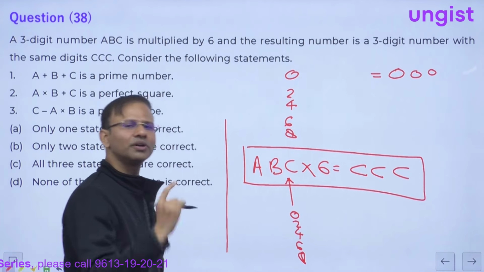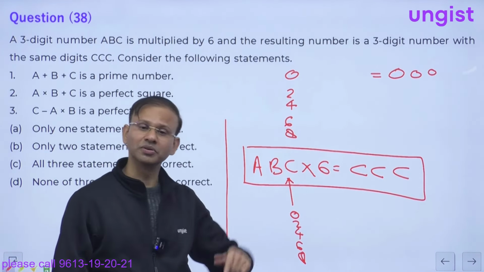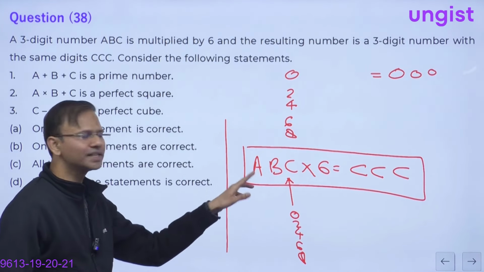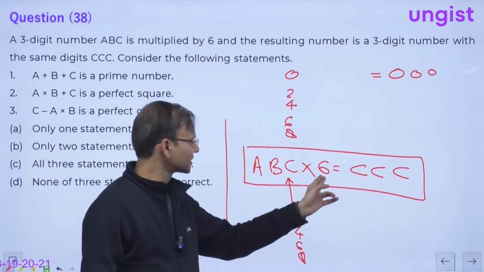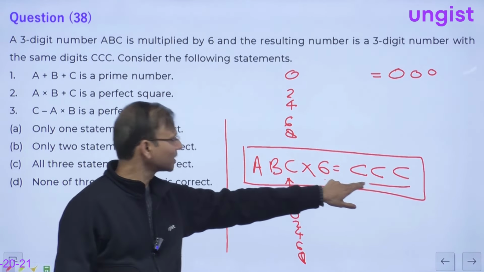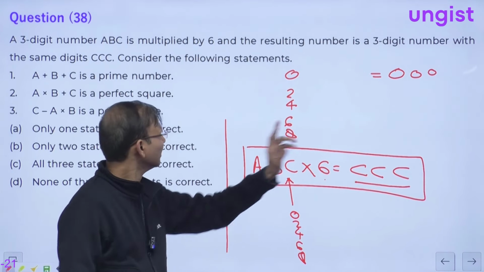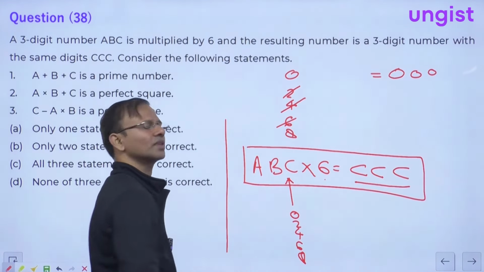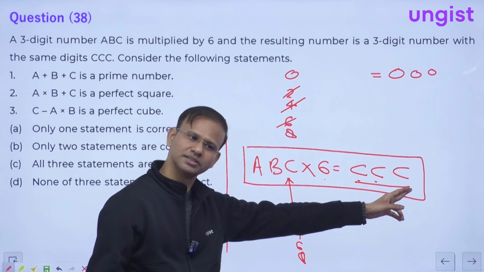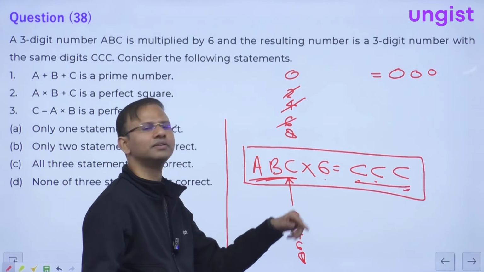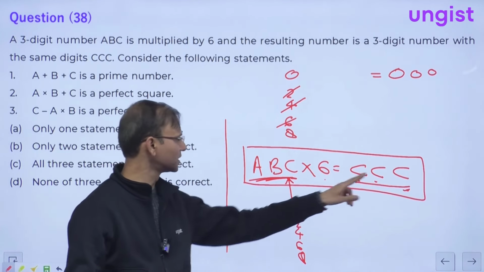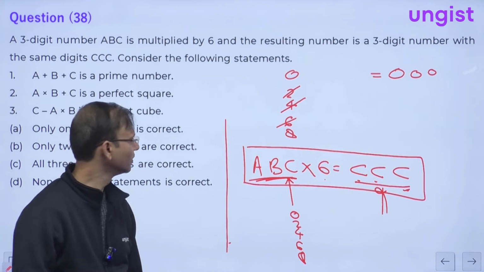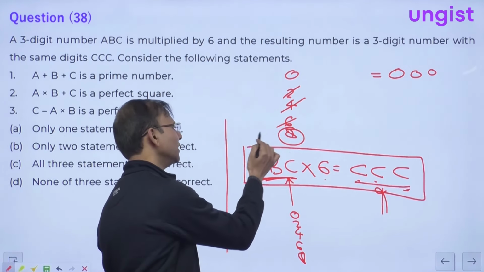Now friends, just think on it. ABC is a 3-digit number. What is the least 3-digit number? 100, right? So the least ABC can be is 100. 100 into 6 will be 600, so this number will be more than 600. So C cannot be 2, C cannot be 4, and C cannot be 6 also. Why? Because for 666, ABC has to be 111, which is not possible because ABC are distinct digits. So it has to be only and only 8.